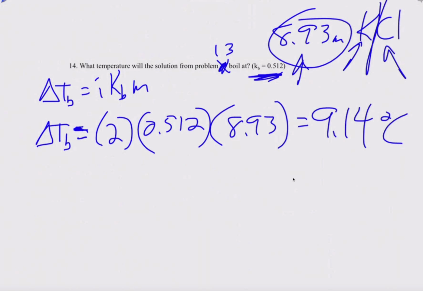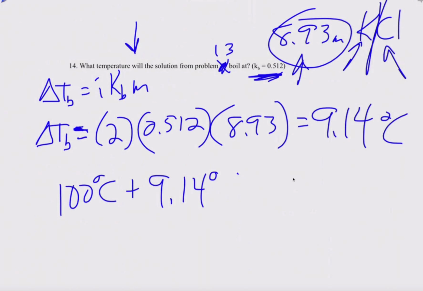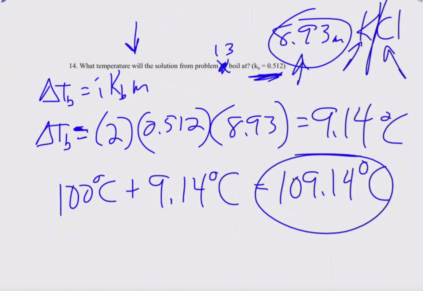The answer is, what is the new boiling point? Well, the original boiling point of water is 100 degrees Celsius, and we have calculated that the change in the boiling point is going to be 9.14, which means the new boiling point is 109.14 degrees Celsius. With boiling points, you add the difference that you find with the formula. In the freezing points, you subtract.